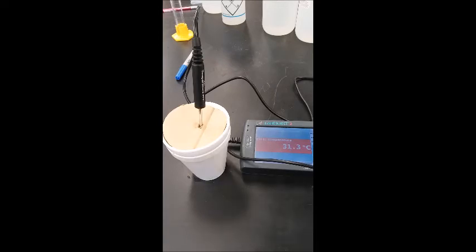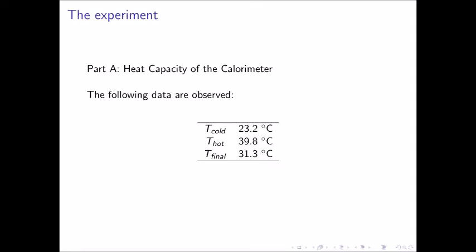The final temperature of the mixed water is 31.3 degrees Celsius. Having completed part A, we now have the following data. The temperature of the cold water is 23.2 degrees Celsius. The temperature of the hot water was 39.8 degrees Celsius, and the final temperature was 31.3 degrees Celsius. Note that the midpoint between T hot and T cold should be 31.5 degrees Celsius, and we are slightly below this value, as expected.